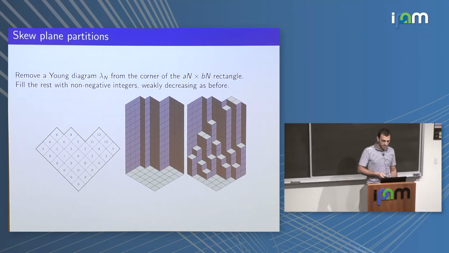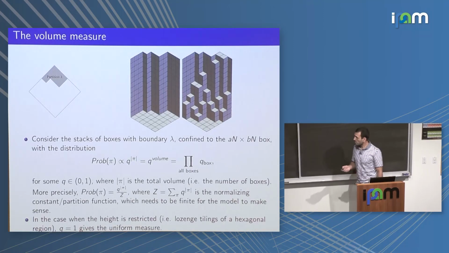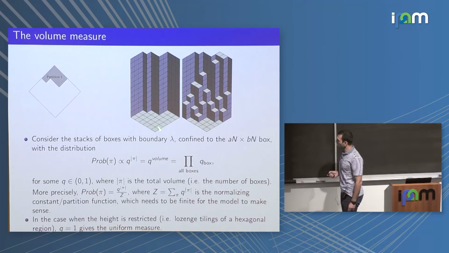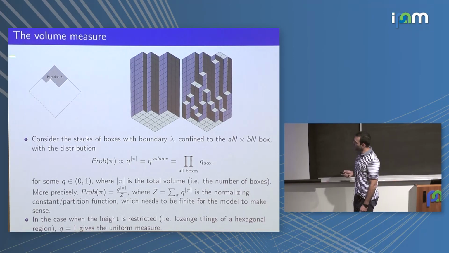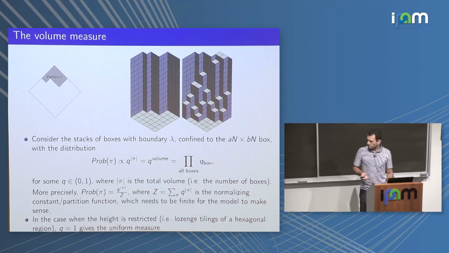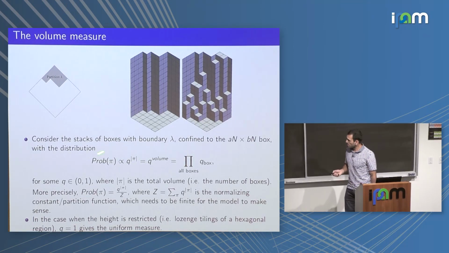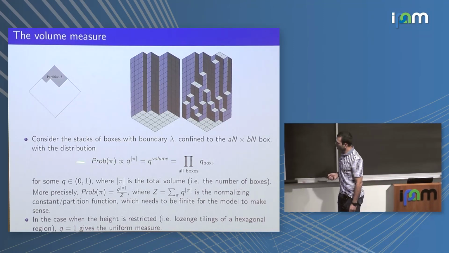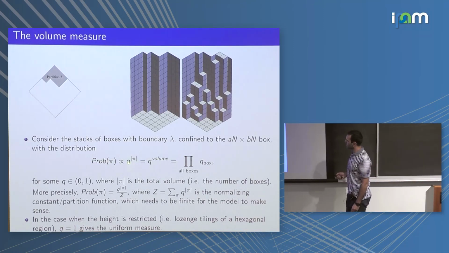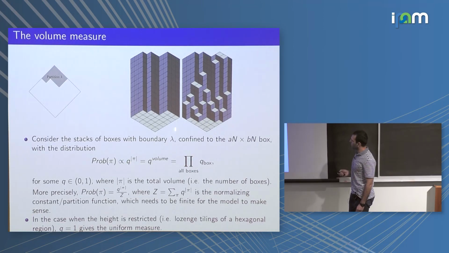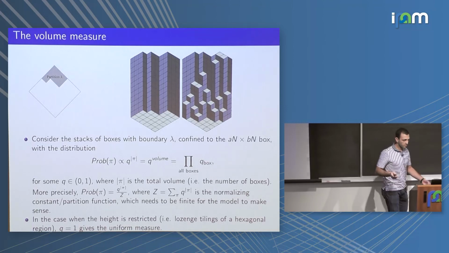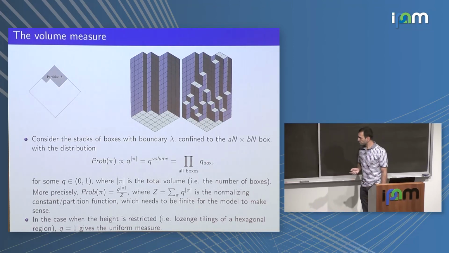So these are the objects, and we put some kind of probability measure on them. If there is no height restriction, then the number of configurations you have is infinite. So you can study what's called a volume measure. Basically, the probability of a configuration is proportional to some parameter q raised to the volume of your configuration, where the volume is just the sum of the integers that you had. Or if you think about this as a bunch of cubes, just take the volume of all those cubes, where each cube has volume 1.